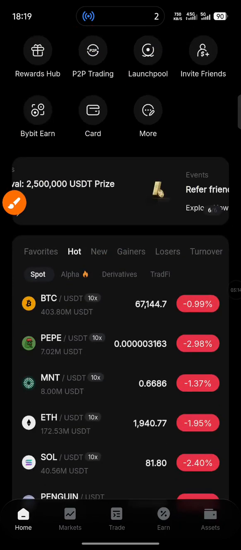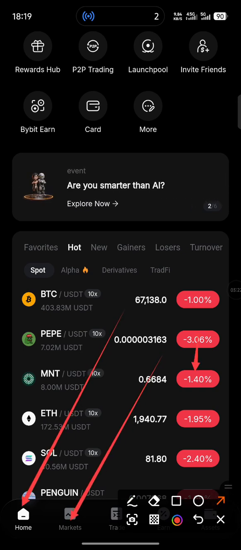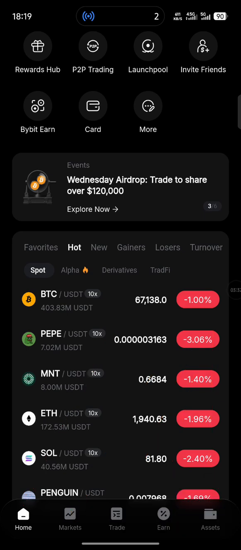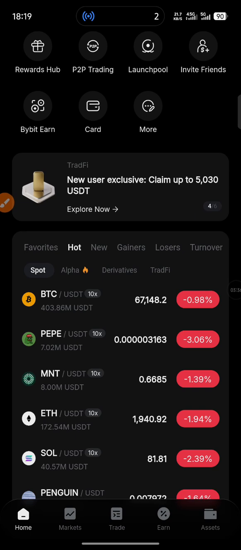Having funded your account, you can navigate deep down here. This is the home where we are currently. This is the market where you can see a lot of coins. This is trade, where you can trade, and this is your asset. This is also futures trading, where you can perform futures trading.